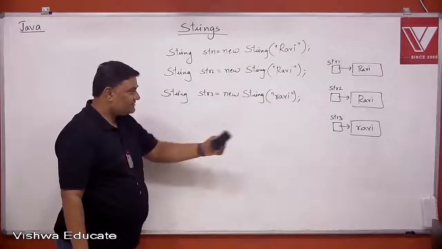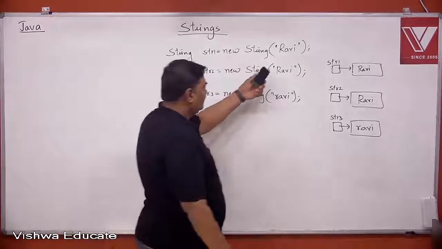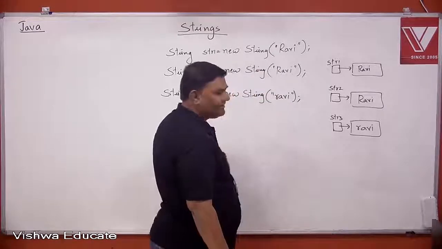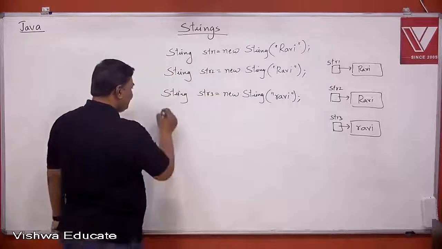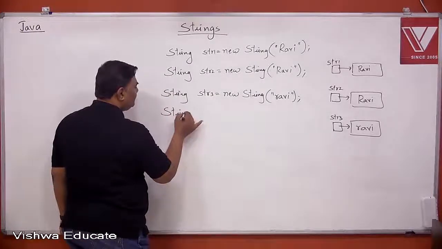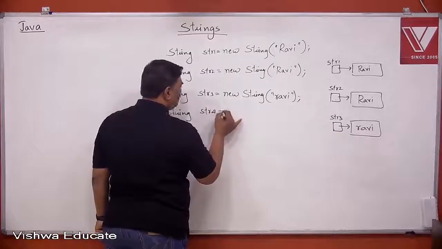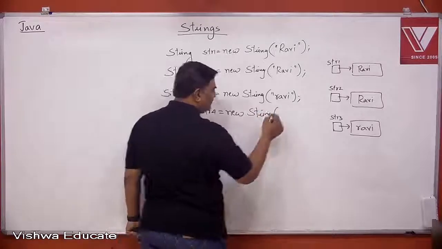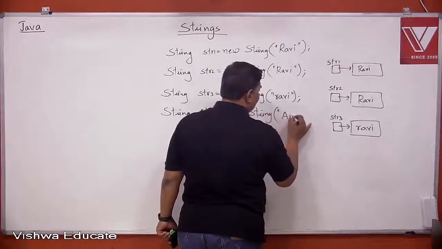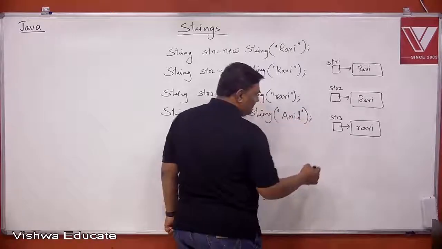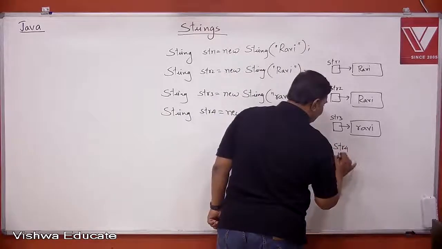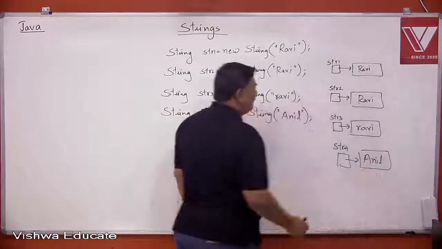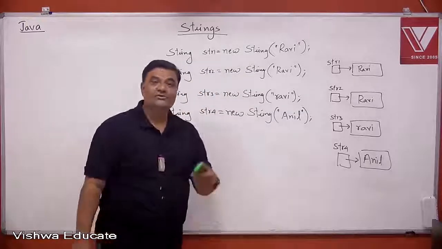Right? I have three strings. See, these are same only, exactly same. This one, the case is different. Okay, case is different. I'll take one more string, str4 new String Anil. So str4 is also there, that is referring to Anil. Now I have four strings ready with me. I will show you a few methods.